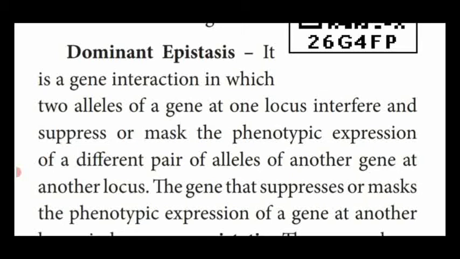This is a very, very important 5-mark question. Dominant epistasis. This interaction takes place between alleles of two genes. The two alleles of a gene at one locus. One locus means what? The place of a gene is called the locus. So in a particular locus, a gene is present which contains a pair of alleles, or two alleles.